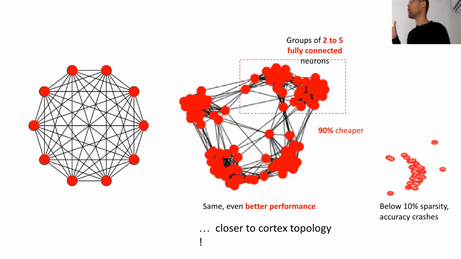The brain, if you remember, the neocortex was 1 to 9% sparsity. And when we get lower than that, and maybe that's why the brain does this, I don't know, we get the disconnection of the network and the performance completely drops.